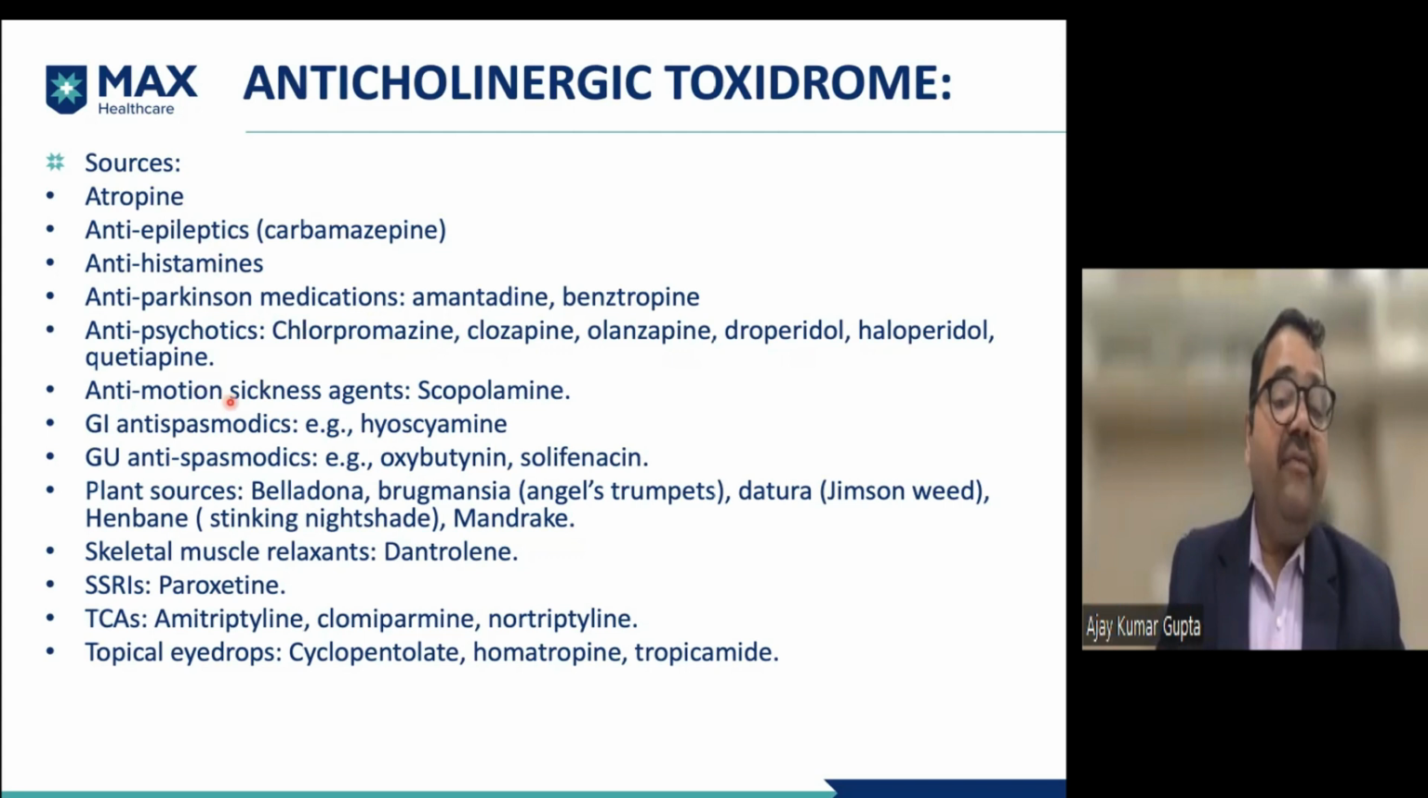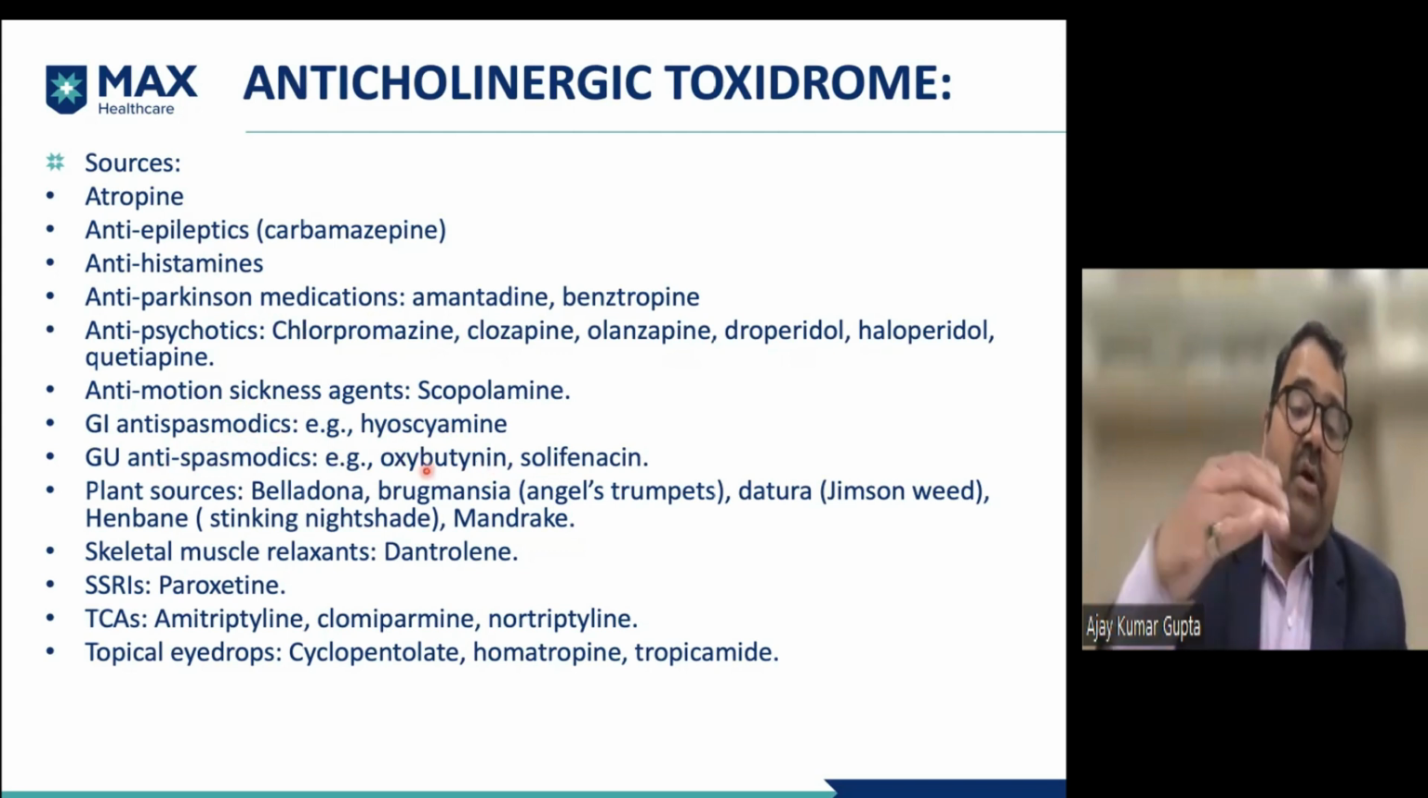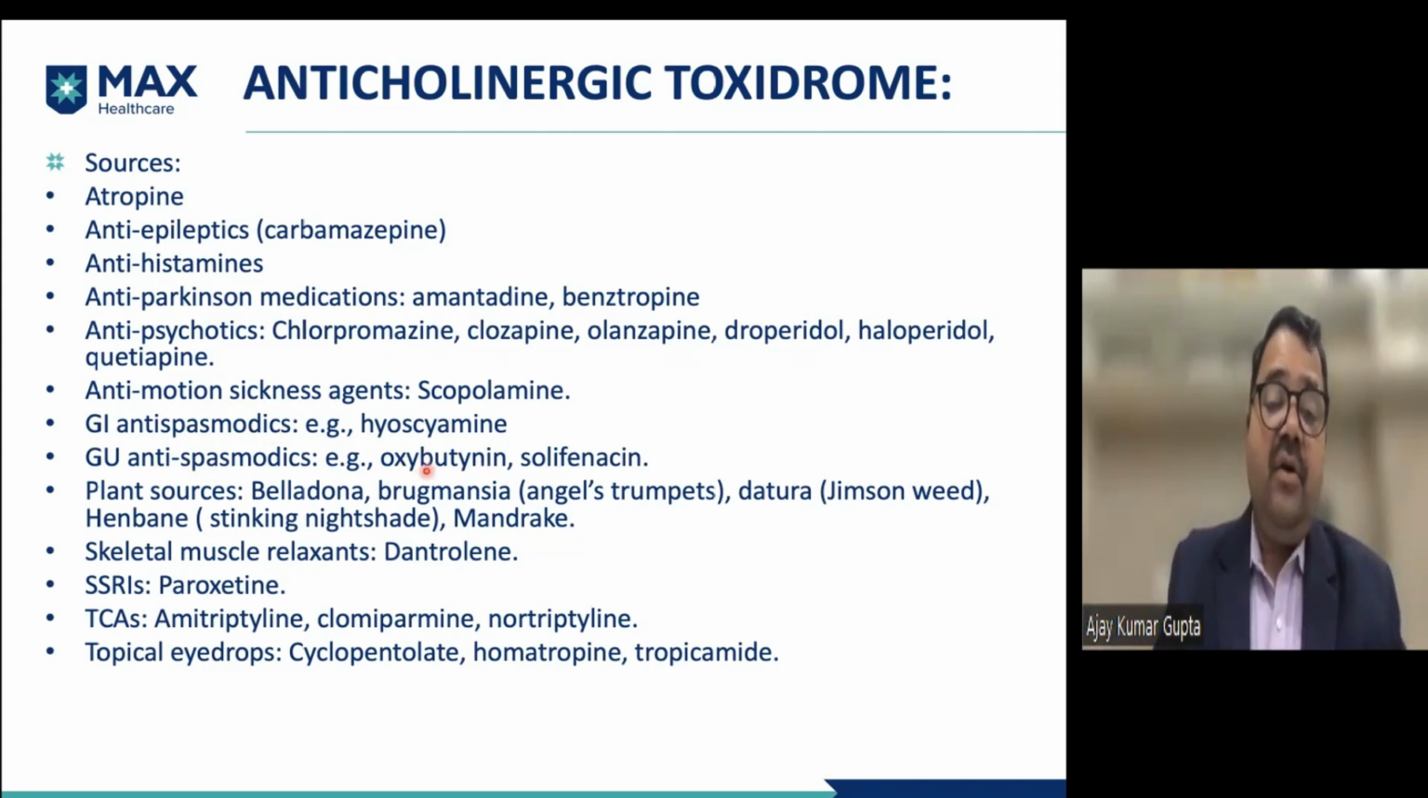Then the patient may come with a history of scopolamine or anti-motion sickness agents like scopolamine, and the GI antispasmodics like hyoscyamine, and the GU antispasmodics like oxybutynin and solifenacin. Any overdose of these drugs can cause such symptoms. Also, belladonna poisoning, brugmansia, dhatura, henbane, mandrake, these are all plant sources which cause such symptoms. So sometimes we find patients who come with dhatura poisoning also. All these patients will come with these types of symptoms.